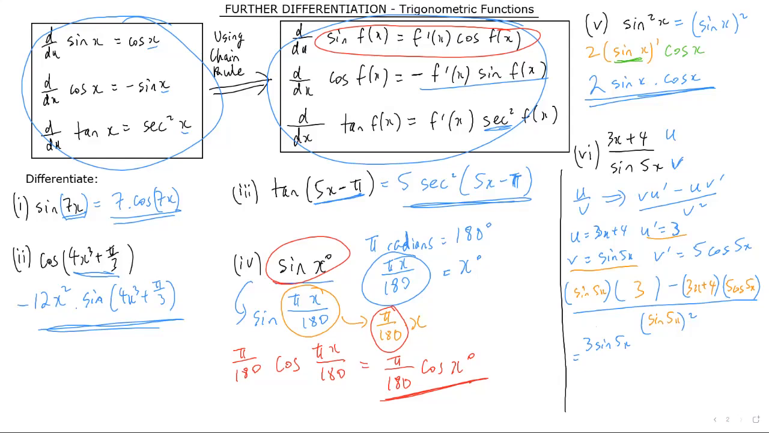In this situation, you've got 3x plus 4 multiplied by 5 cos 5x. So that's 15. 3 times 5 is 15. 15x cos 5x. And the next one's minus 20 cos 5x, all over sine squared 5x.